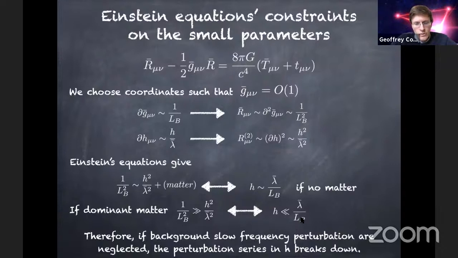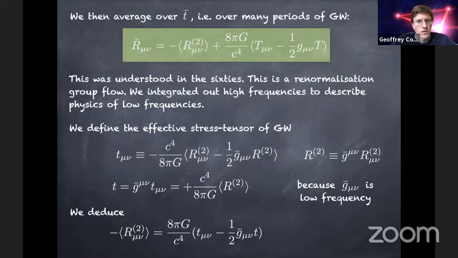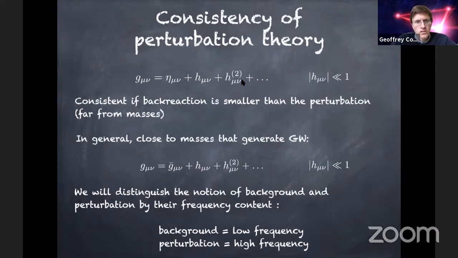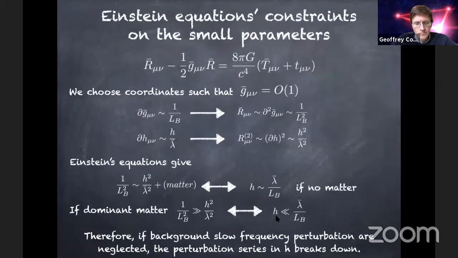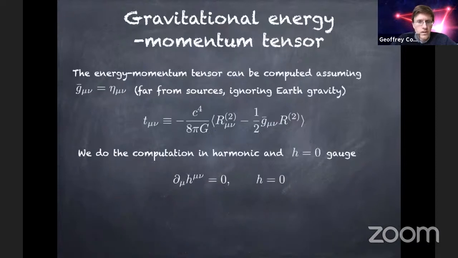Now if we ignore the low frequency background, pushing L_B to infinity by ignoring the variations of the background, it means that we are describing an h which is around zero or less than zero. So we are actually breaking the perturbation theory. That's the justification for saying that this expansion is not consistent. We need to have a perturbation that includes some background perturbation, g bar. Otherwise, we run into that problem. We need to have this equality. That's a very subtle point.